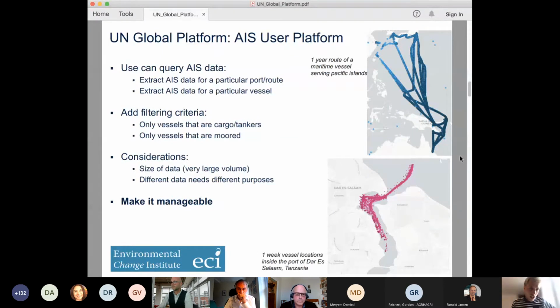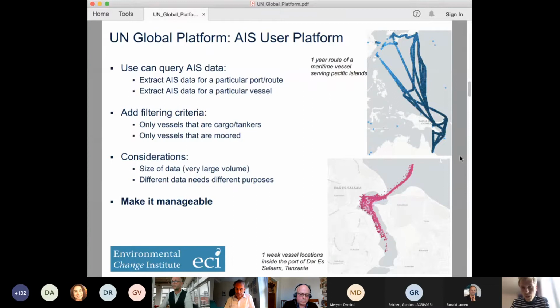So basically, as I say, all the data is being processed. It's received and stored on an online server from which we, the AIS users, can extract the information that we need. So to give you two examples, we can, for instance, extract data for a particular port in the bottom figure, where I looked at the vessel locations for a week of time in the port of Dar es Salaam. And you get all kind of like movement of vessels.